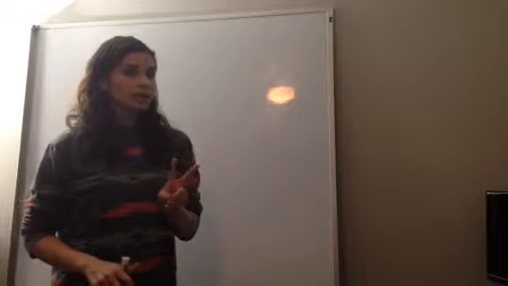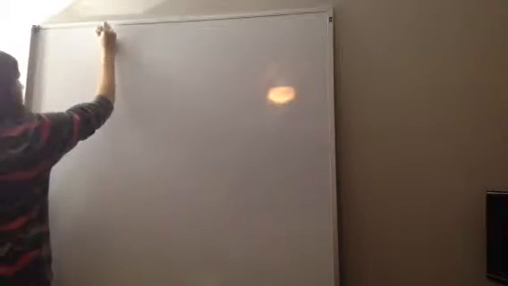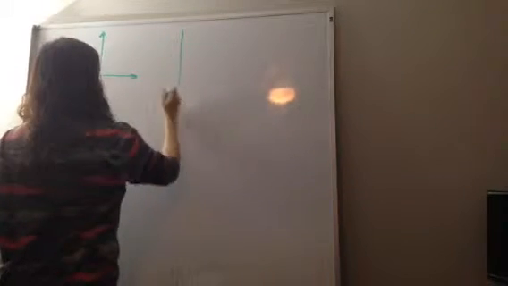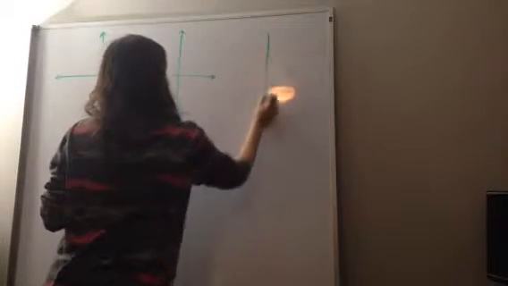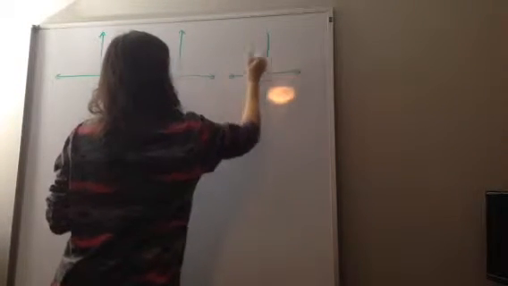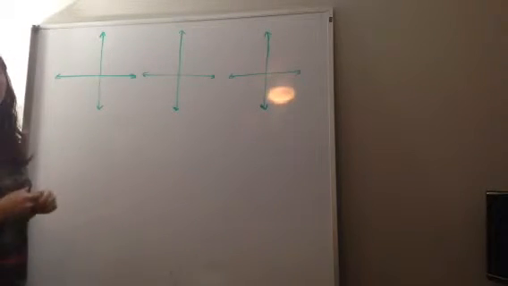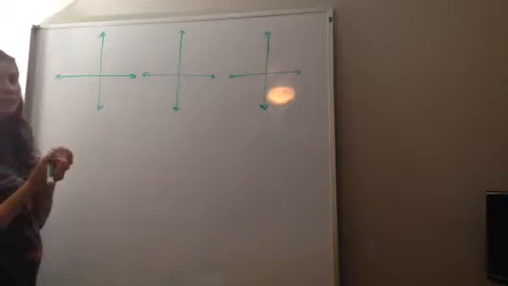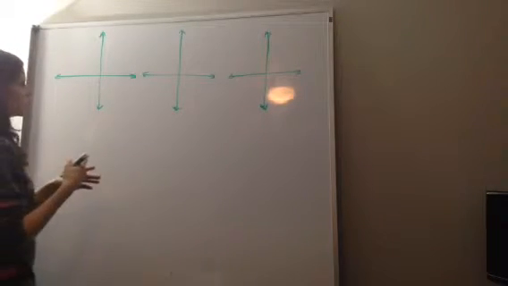So for 2 lines, if they're going to intersect, there are 3 different situations that will happen. So I'm going to draw 3 graphs. The first situation: there will be one solution if I have 2 lines that intersect one time.